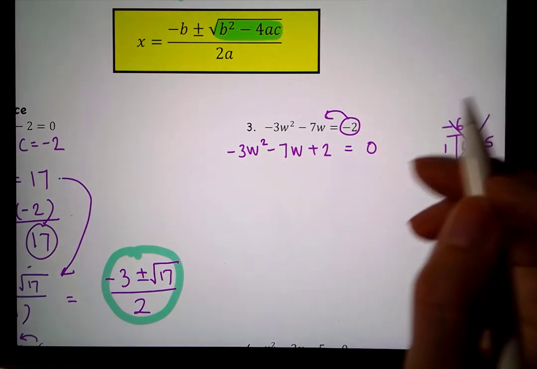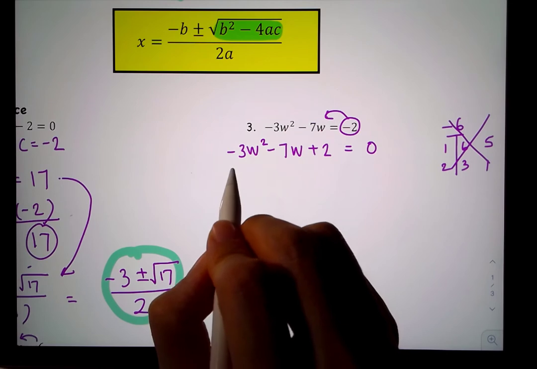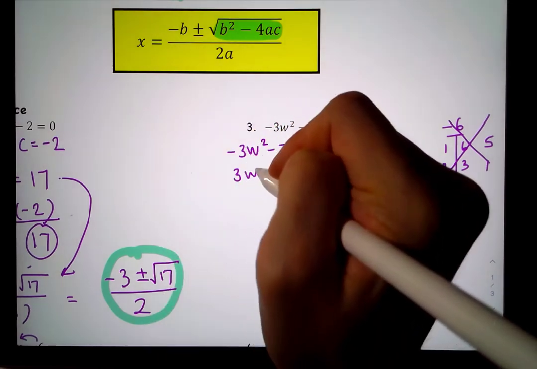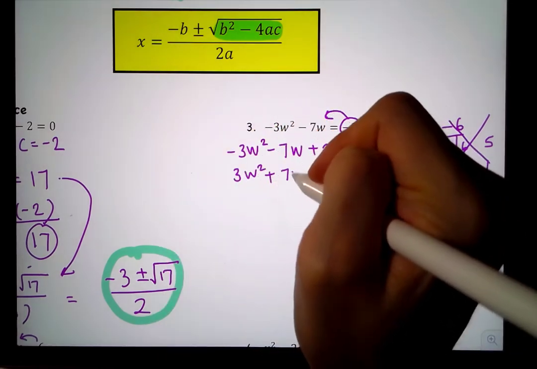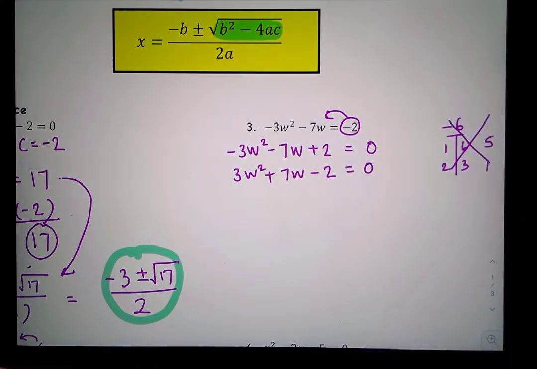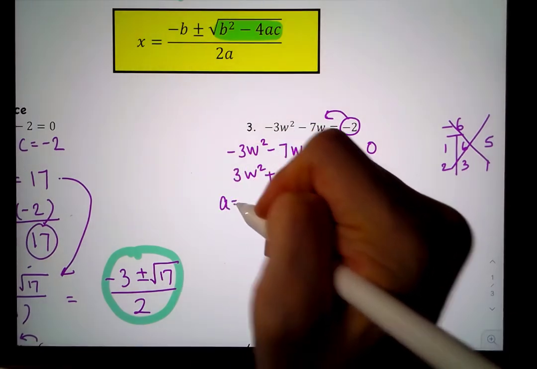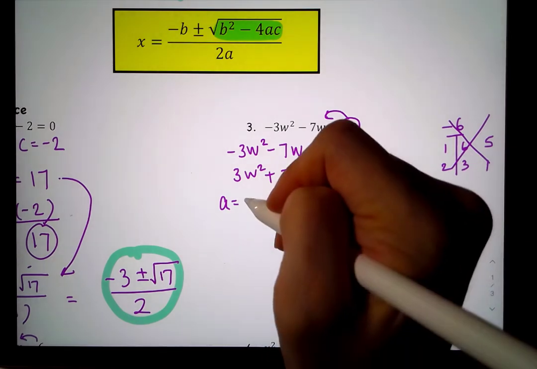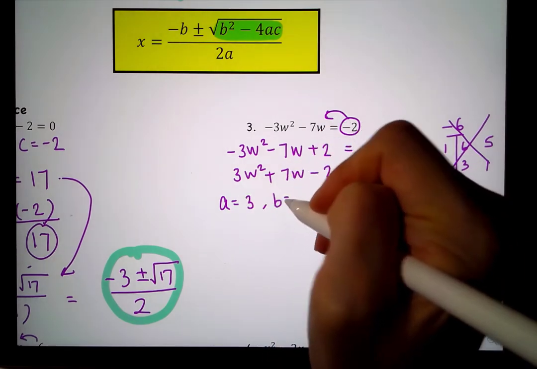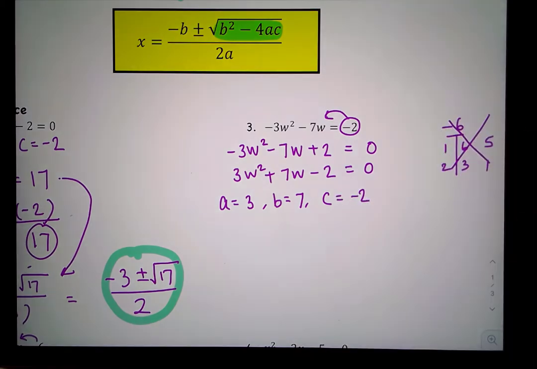That's why we are using the quadratic formula. Alright, we are using the quadratic formula. And I told you I don't like my a is negative number, so I'm gonna change it to positive. So 3w squared plus 7w minus 2 equals 0. So I can do that. I just divided by negative 1 for every single term. Okay, and then you decide your a, b, and c. My a is 3, b is 7, and my c is negative 2, right?